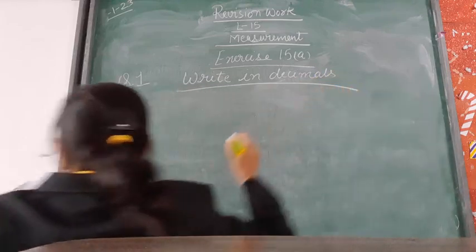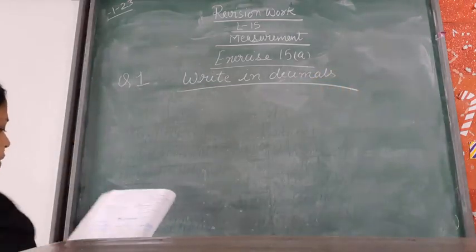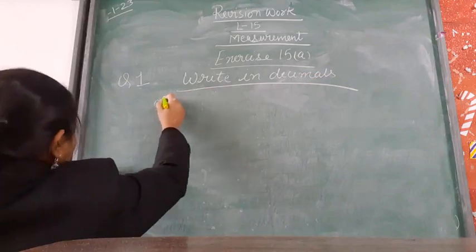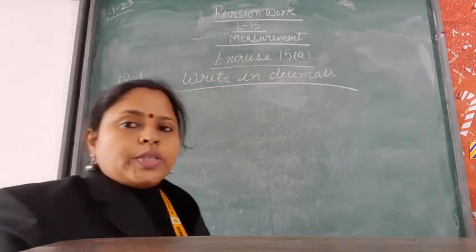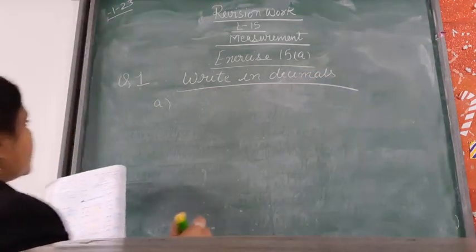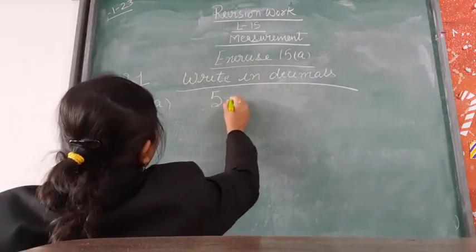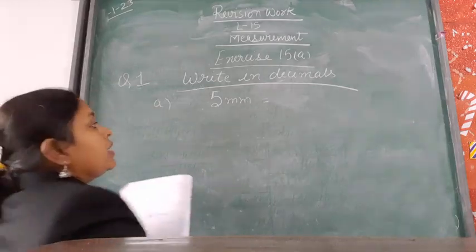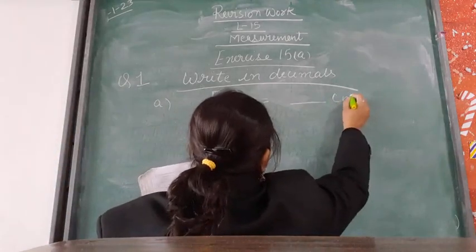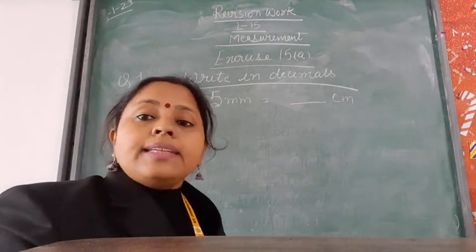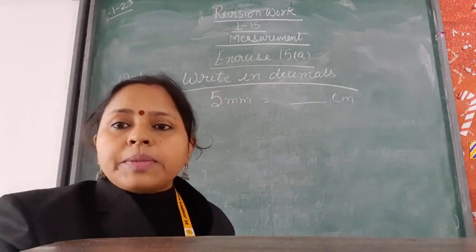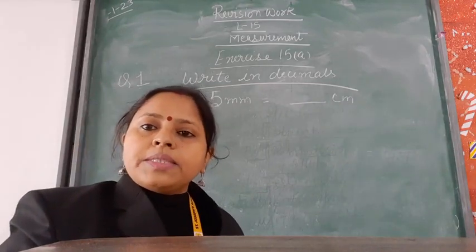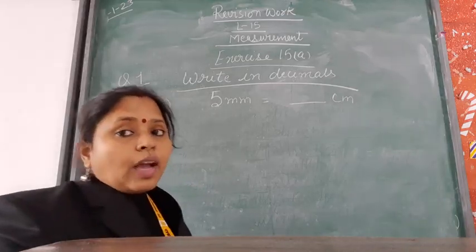Now let's see how we will do. We will do two parts from each question. So from question number 1, we are doing the first part, which is 5 millimeter. You have to change this 5 millimeter into centimeter, and you will write it in decimal form. So let us see how we will do.